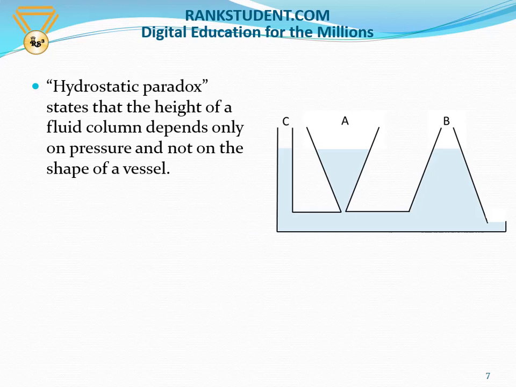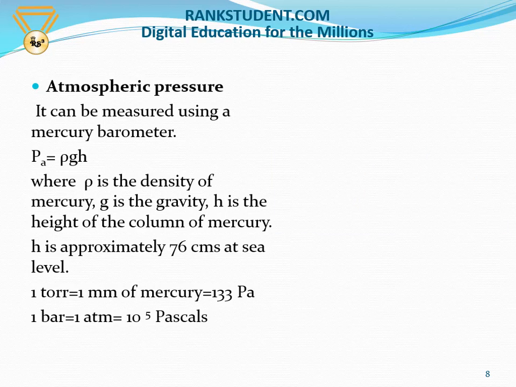The so-called hydrostatic paradox states that the height of a fluid column depends only on pressure and not on the shape of the vessel. As illustrated in the diagram on the right-hand side, a vessel has 3 openings A, B, C of different shapes, and yet this interconnected body of fluid has the same column height in each of the 3 openings.